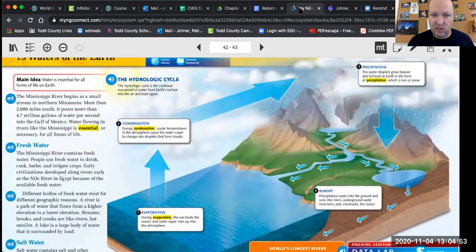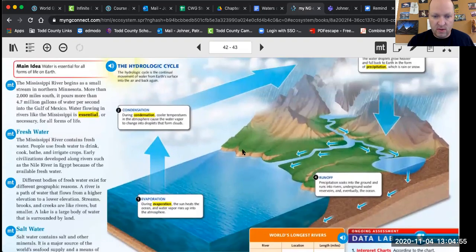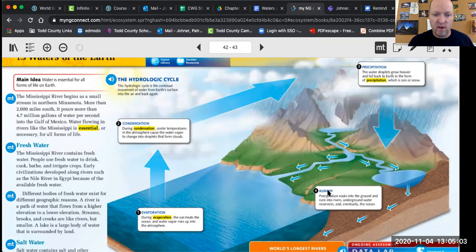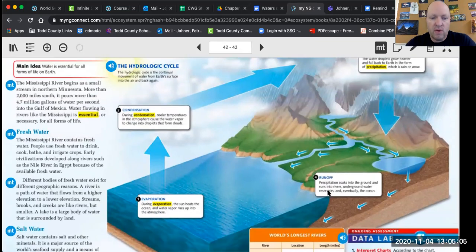If you look at this picture, evaporation, condensation, precipitation, runoff. 1, 2, 3, 4. Then describe what evaporation is. So an example. Evaporation is when the sun heats the ocean and water vapor rises up into the atmosphere. What happens is the sun hits the water.